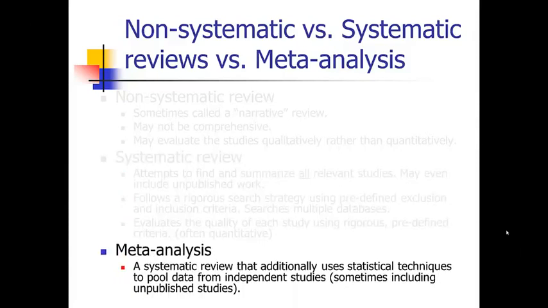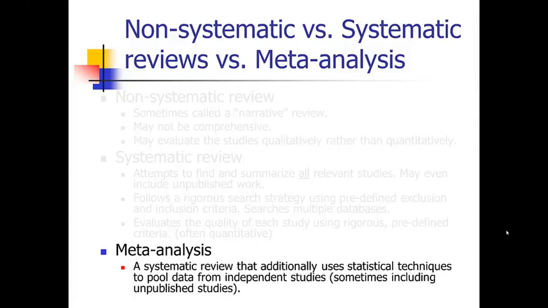And then finally, the meta-analysis. What distinguishes it from a systematic review is that there's an additional step. You're going to use some kind of statistical techniques to actually pool the data from those different studies, even sometimes some data that's unpublished, to pool that data and come up with a final summary measure that answers a particular question.